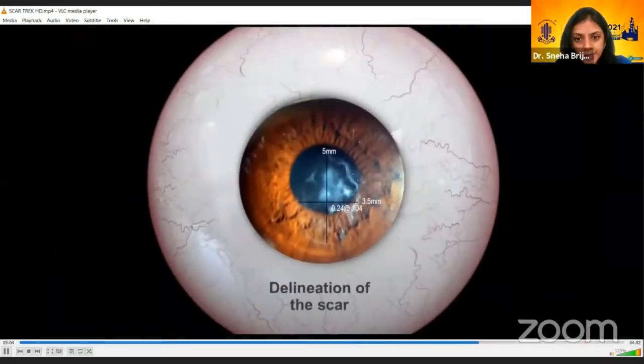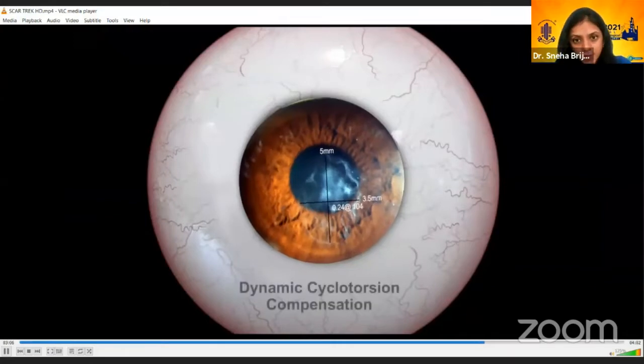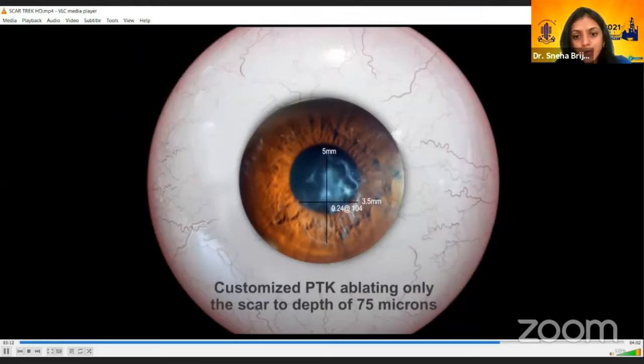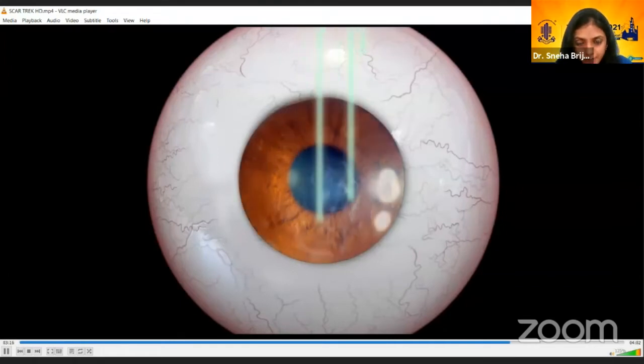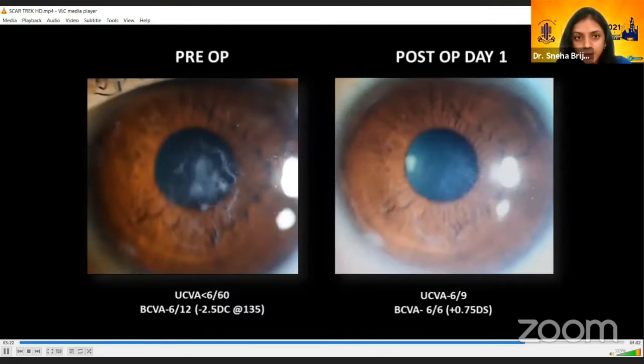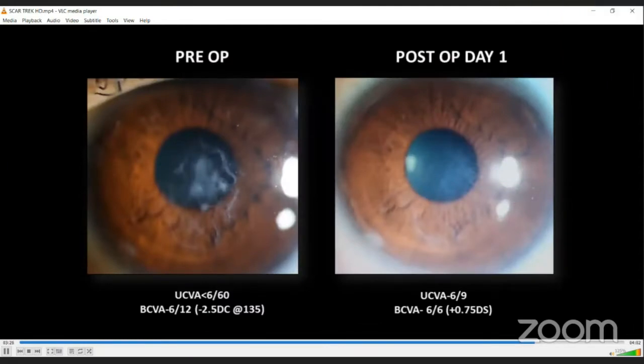The scar was delineated, the cyclotorsion was taken into account, and we customized the treatment according to the dimensions with minimal collateral damage. The depth was kept at 75 microns, which prevented the over-ablation and excessive hyperopic shift. The post-operative outcome was good.